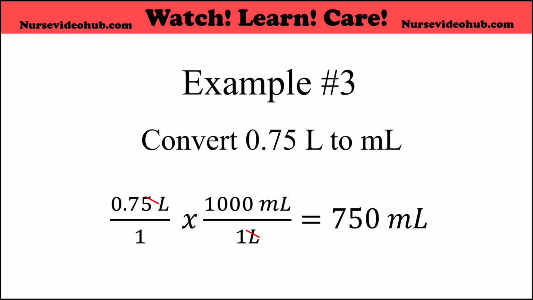The liters cancel out. 0.75 times 1,000 equals 750 milliliters. Check your answer by reversing the conversion. 750 divided by 1,000 equals 0.75 liters. Or you can use logic. You know that 1 liter equals 1,000 milliliters, so half a liter equals 500 milliliters, and 0.75 is 3/4 of a liter, so that's 750 milliliters.